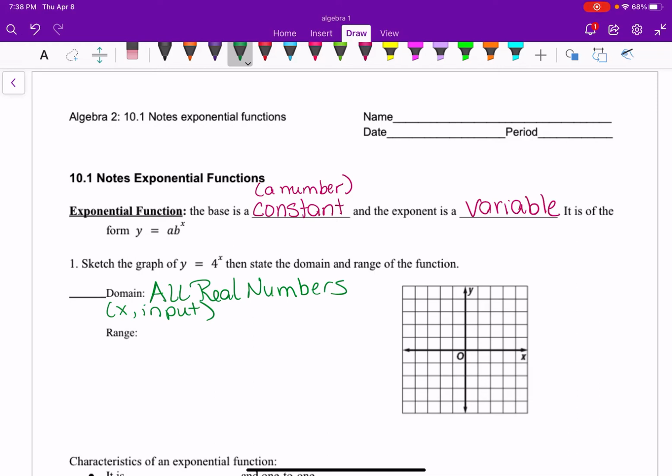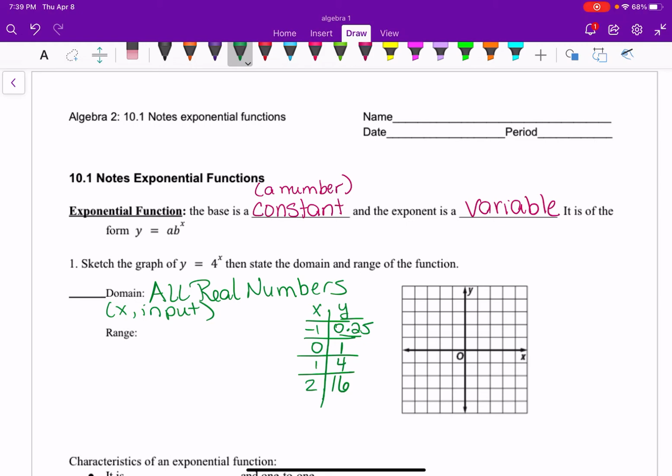So what I usually do is I look at this and I try to start with probably -1, 0, 1, 2, and I put that in. So if you do 4 raised to the -1 power, that's 0.25. 4 raised to the 0 power is 1. 4 to the first is 4. And 4 to the second is 16.